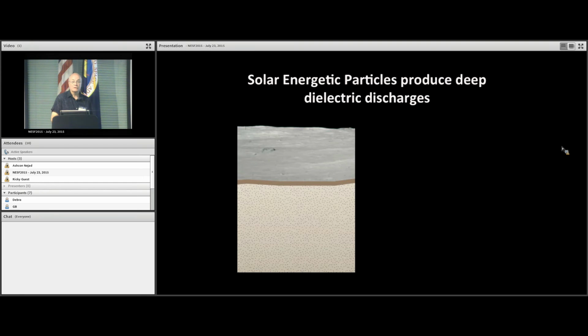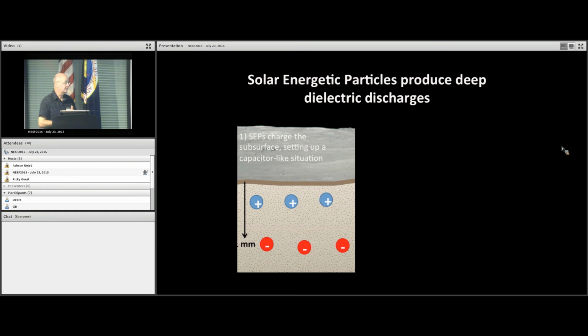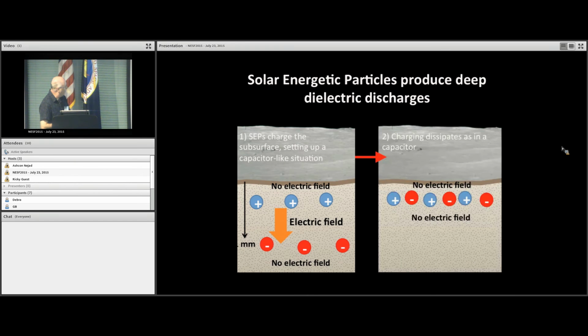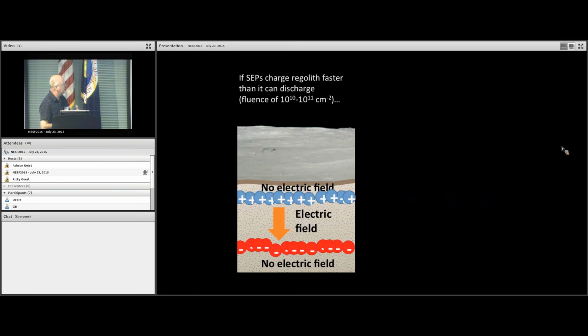For the rest of the talk, I'd like to focus on the solar energetic particle aspects, and this is what I was talking about. Andrew Jordan had just given the talk next door, and that's the production of deep dielectric discharges. So the idea is that during a solar proton event, these particles can penetrate down into the regolith, and they do so in a differential fashion as a function of energy, and so you build up essentially a capacitor. And as we've heard earlier from Bill Farrell's talk and others, the moon is a pretty poor conductor, and so you can build up electric fields, and eventually that charging dissipates as in a capacitor, and it does so depending on how fast you're charging.